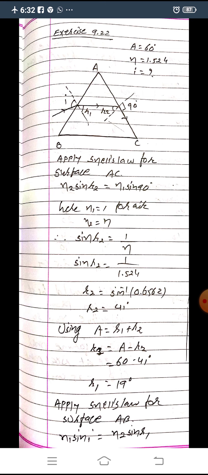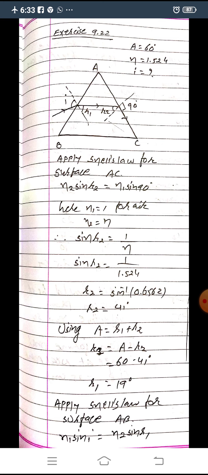Whenever it remains parallel to the surface AC, the angle of emergence is 90 degrees, which is already shown in the figure. Just remember the diagram for the prism. I is the angle of incidence, R1 and R2 are the internal angles, and the angle of emergence is 90 degrees. The refractive index of the prism is 1.524 and the prism angle is 60 degrees. Start from the surface AC.